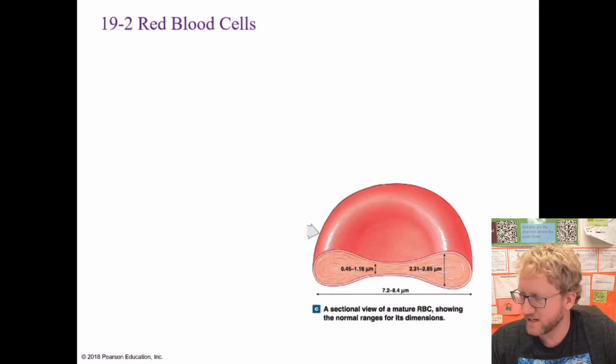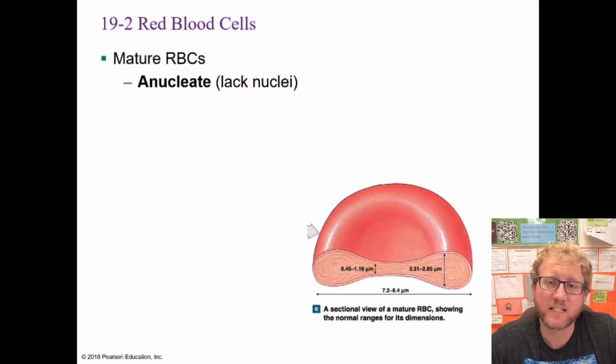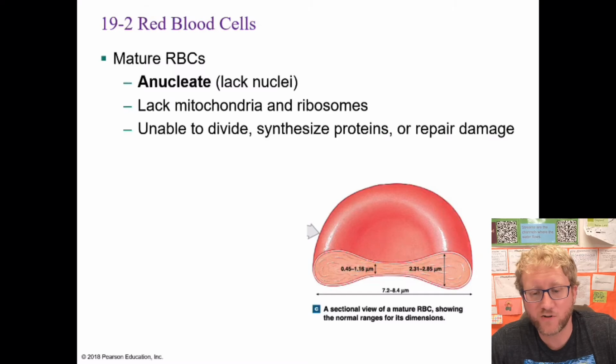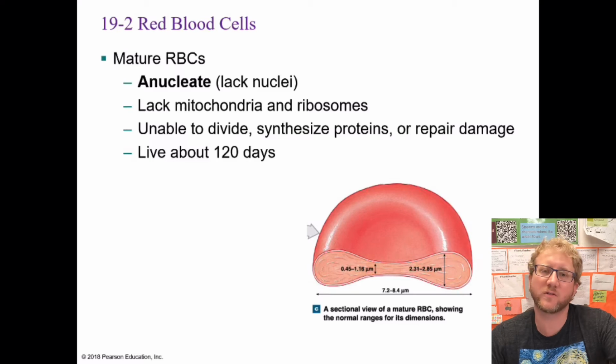Let's see, other things about red blood cells. Mature red blood cells are anucleate. That means they do not have a nucleus. During the process of cell formation, the nucleus is actually ejected. They also lack ribosomes and mitochondria, so they're not able to make their own energy or synthesize proteins. They're not able to repair damage either. So once they're made, they're just out there until they die, which is about 100 to 120 days.